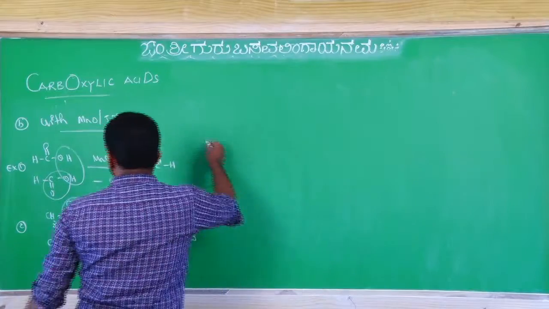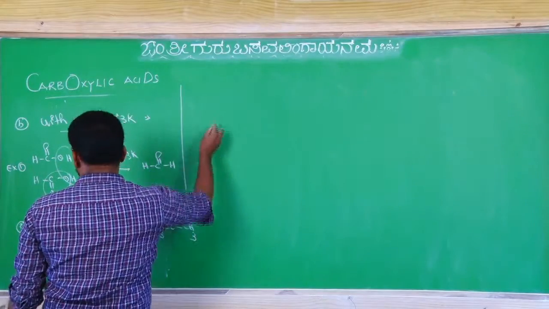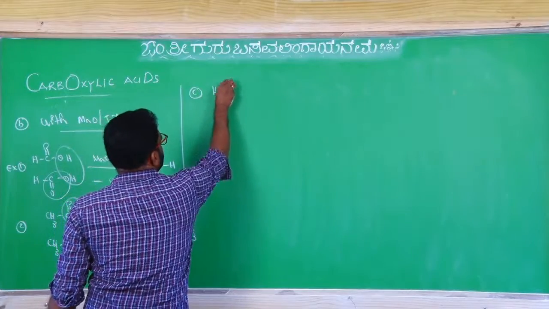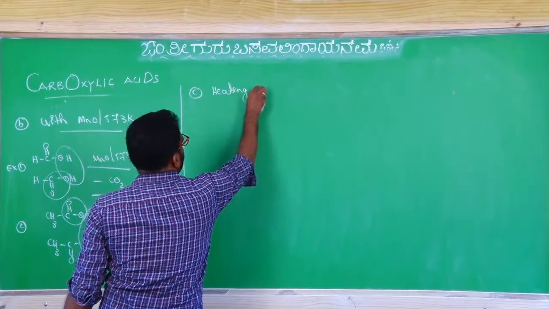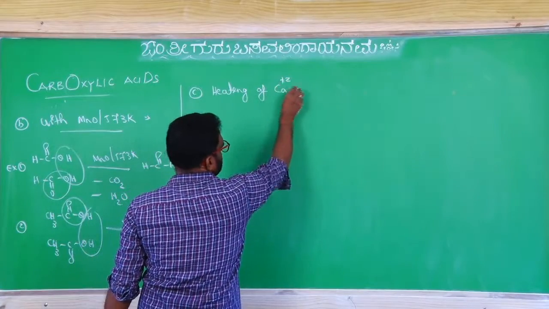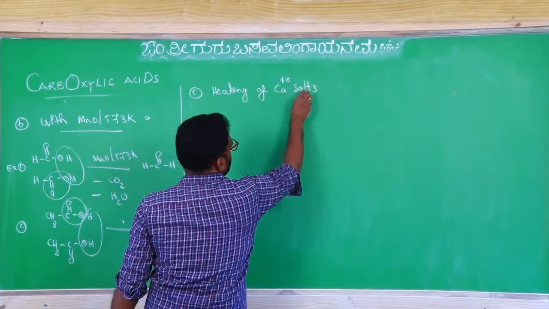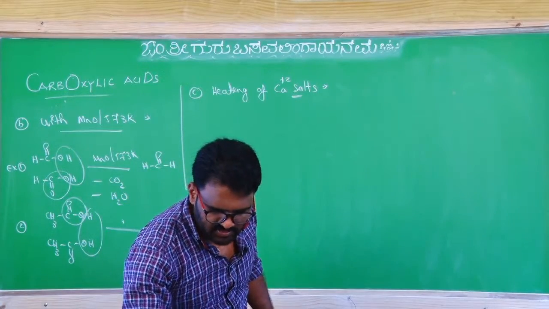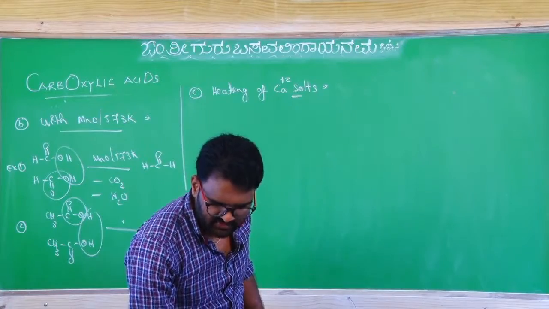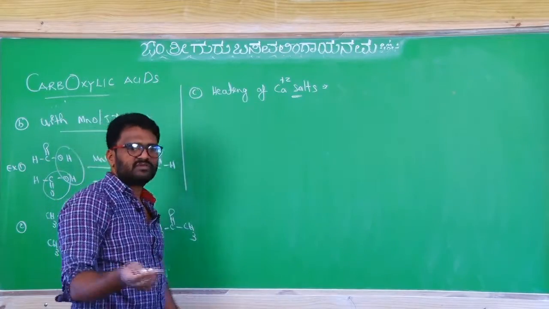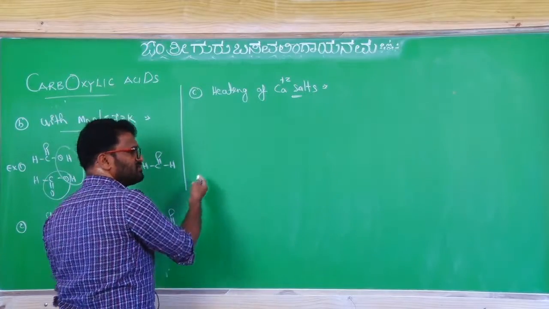Next, normal strong heating, and next, heating of calcium salts, the carboxylate salts. So what will you get here? I think it is there in the preparation of cycloalkanes. Cycloalkanes is there from the JEE Advanced point of view, but it is not there in NCERT. So, heating of calcium salts. What will you get normally here?